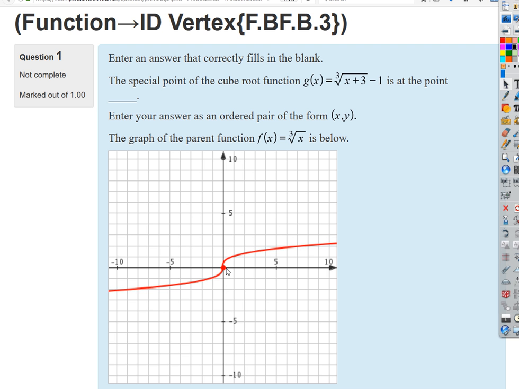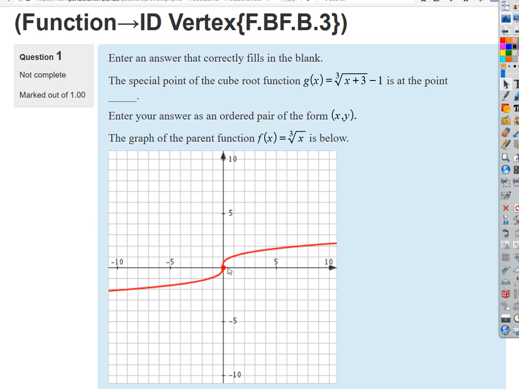If I want to draw a cube root function corresponding to this function up here, g of x, all I want to know right now is where's the special point going to be? It's not accidental that it's the point that starts off at the origin normally. So where is it going to be when I do this to it? What's the x-coordinate of the special point going to be?